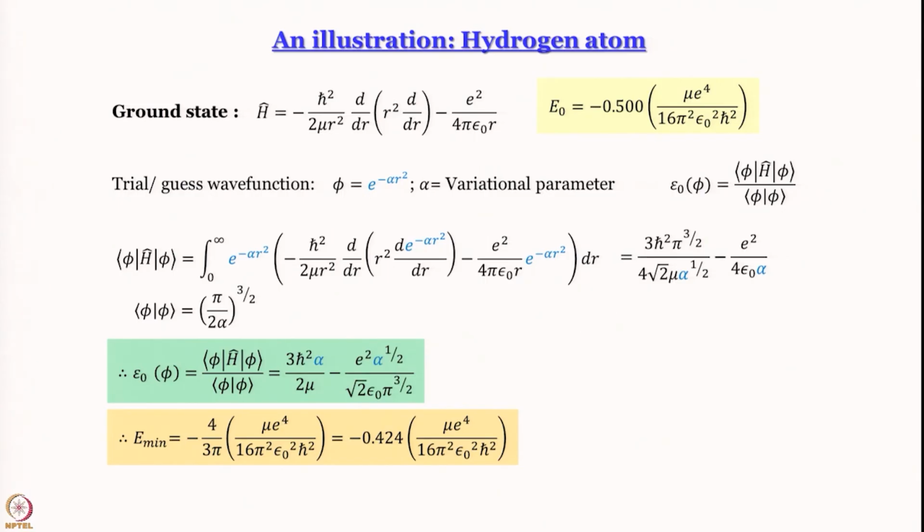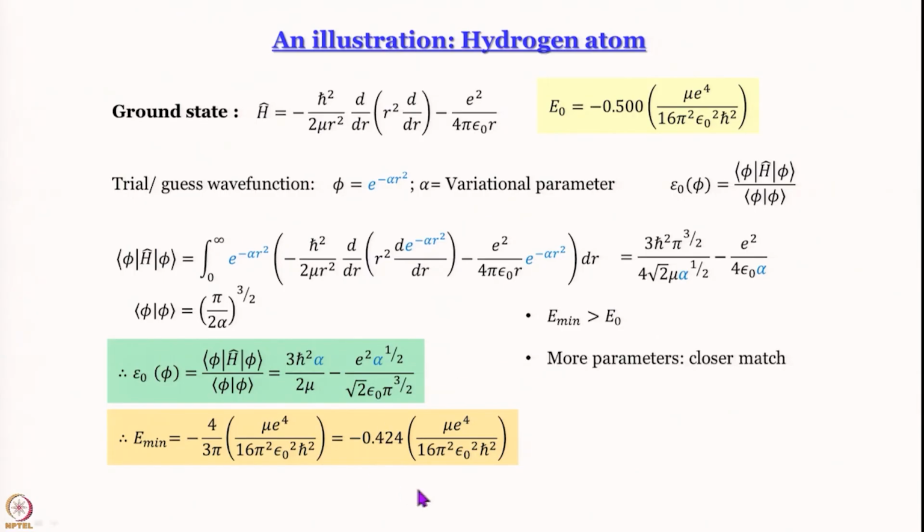It is good. First thing we see is that this is a demonstration of the upper limit theorem. E min is greater than E0. It is close. Since it is close, I say the agreement is good, but it is still greater than E0, it is not less than E0. That is point number 1. This is not a proof, by the way, it is an illustration.